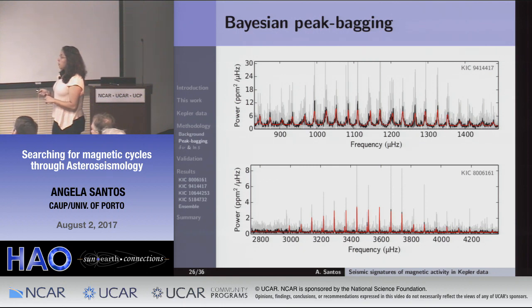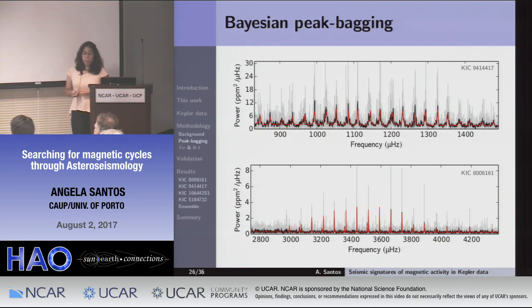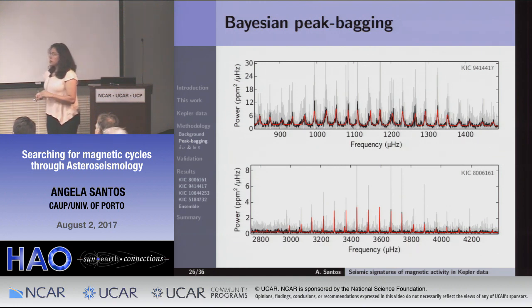So these are the same two stars as before. Now we have the power spectrum zoomed in on the region of the acoustic modes, and in black and gray is again the observed power spectrum, and in red we have the best model that fits the power spectrum for these two subseries.